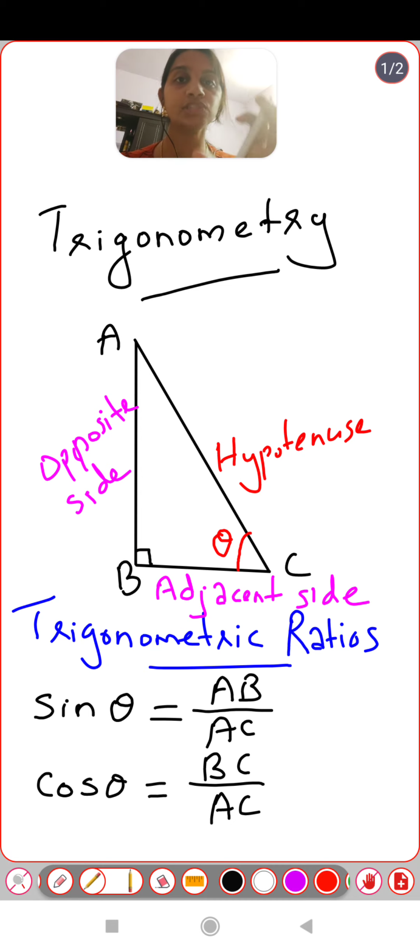And this is the base of trigonometry, and we are going to do many problems relating to this. So once again, sin theta means opposite side by hypotenuse, then cos theta means adjacent side by hypotenuse, and tan theta means opposite side by adjacent side. Okay, thank you.